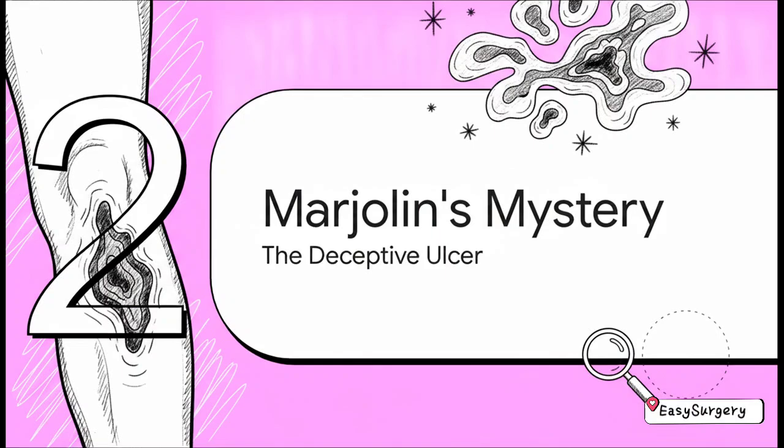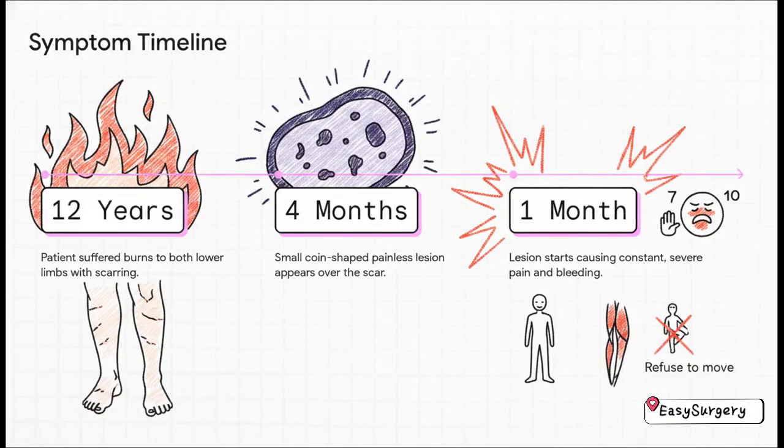Section 2. The Marjolin's mystery. Let's dive into a real case. We have a 32-year-old male presenting with a rapidly enlarging leg lesion. If we track his symptom timeline, a massive red flag pops up. 12 years ago, he suffered burns to both lower limbs. Fast forward to 4 months ago, a small coin-shaped lesion appeared over the old burn scar, and it rapidly grew to 8 by 10 centimeters.